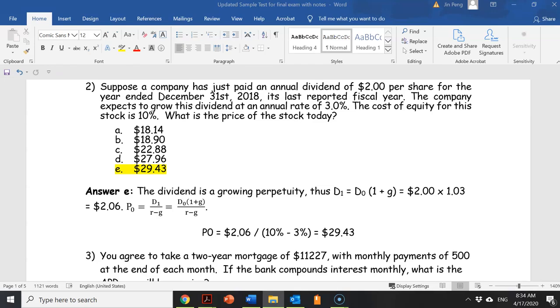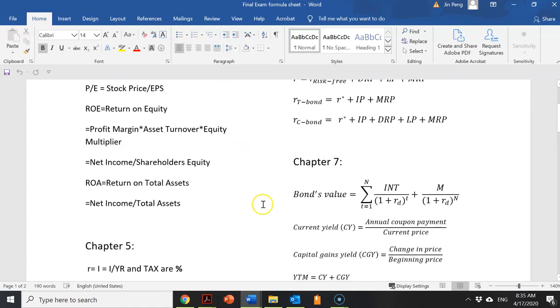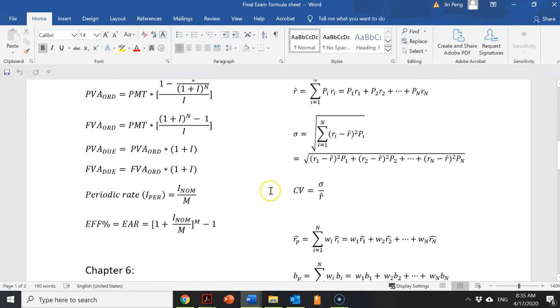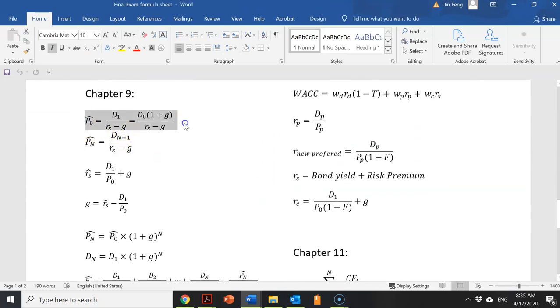Okay, and again, for the final exam, you will see the formula sheet. If you don't remember the formula for the constant growth model, you can go to our formula sheet for the final exam. It's gonna be in chapter 9, okay? And you'll see this formula as the first formula.